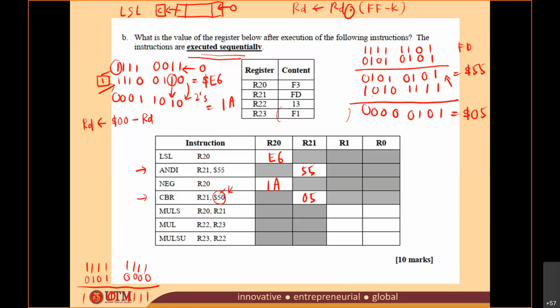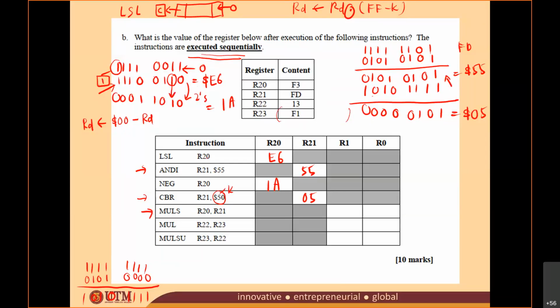Now we are going to the multiplication punya instruction. Okay, MULS, MUL, and MULSU. Okay, so the first one here, MULS. What does MULS do? It means that you're going to multiply between two signed numbers. Okay, so in this case here, R20 and R21.